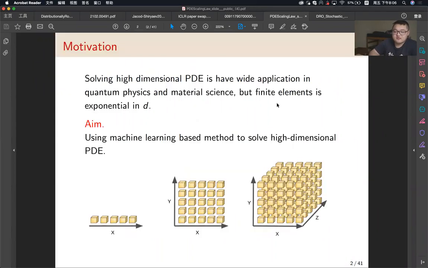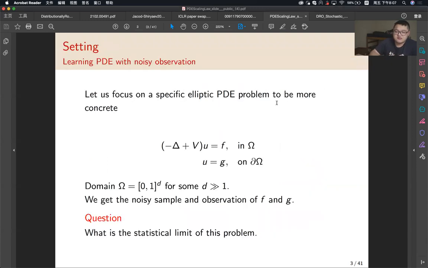So the motivation of this work is solving high-dimensional PDEs, which have wide applications in material science and quantum physics. If you want to use a finite element method on a regular grid, it's impossible to solve a high-dimensional PDE because the grid size is exponential in D. So the only thing I can do in high dimension is draw some random samples and solve the PDE using these randomly drawn samples. So it's a very natural question to ask, what is the statistical efficiency of the machine learning based PDE solvers?